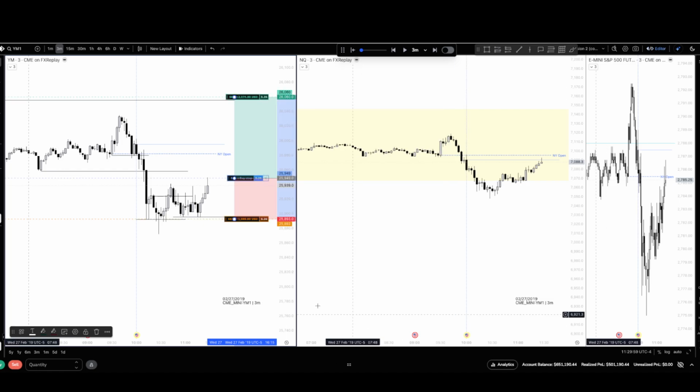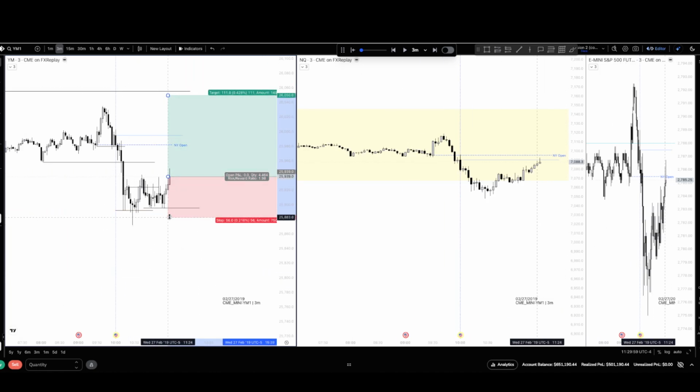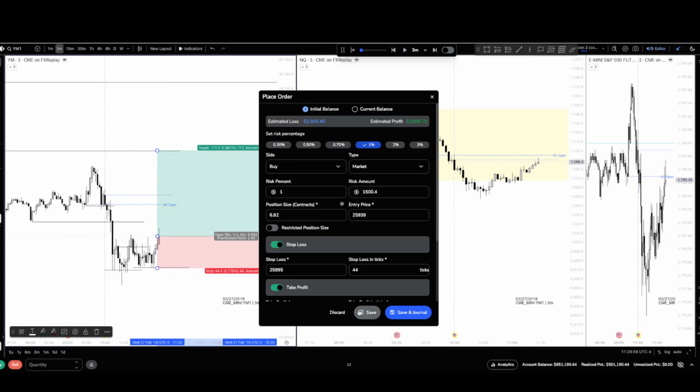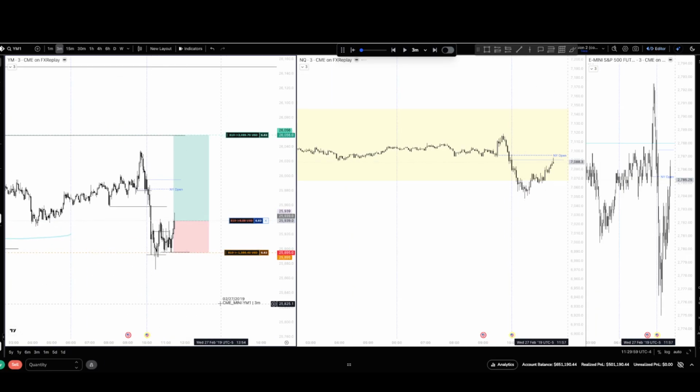All right. And then I'll just backtest it. I'll literally just backtest it just like that, right? And then whatever the outcome is.